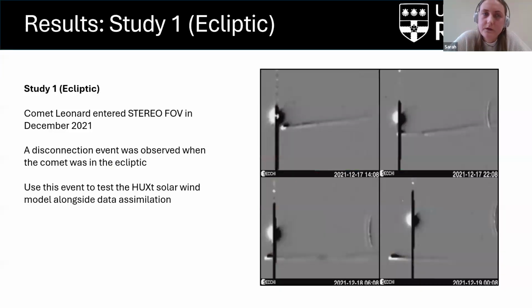The first study was of a comet tail disconnection event, a singular event, which occurred at Comet Leonard back in December 2021. This disconnection event was actually captured by the STEREO spacecraft. You can see it here on the right. The disconnection event occurred when the comet was in the ecliptic, which means that when we were looking at the model output at the comet, we could update the output with data assimilation. This was a good starting point for testing the model in a region where the DA could be applied.